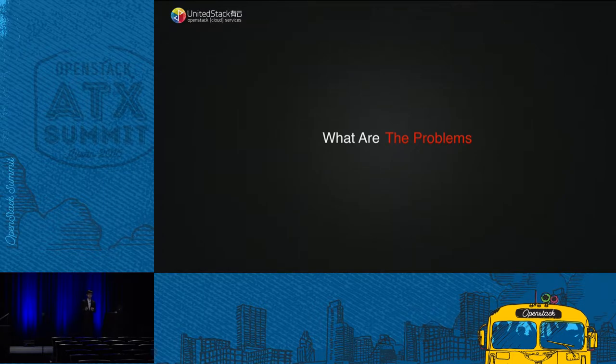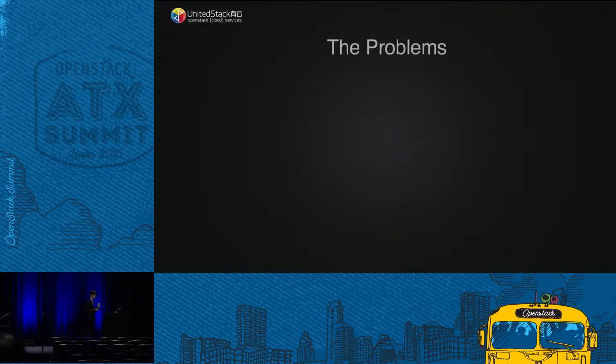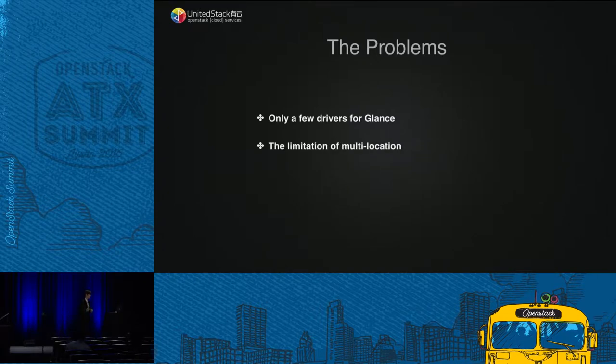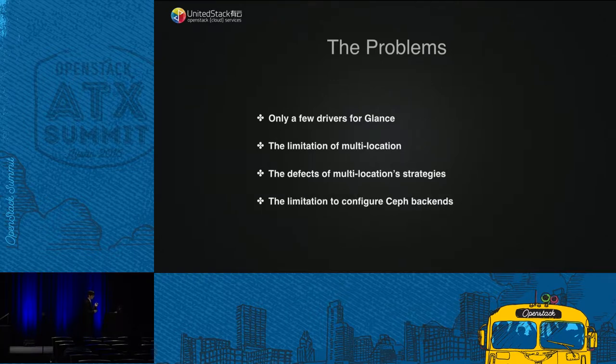Why could Glance not support multiple backends? Now, I will summarize all the problems here. There are many restrictions for Glance to support real multiple backends. Firstly, we have only a few drivers for Glance. Secondly, there are some limitations of the multi-location feature, which I will also talk about soon. Thirdly, multi-location has some strategies to select the location, but there are some defects in them. And the last one is that we have limitations to configure multiple Ceph cluster backends.